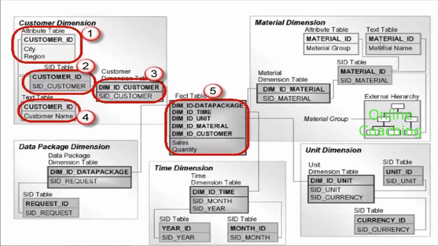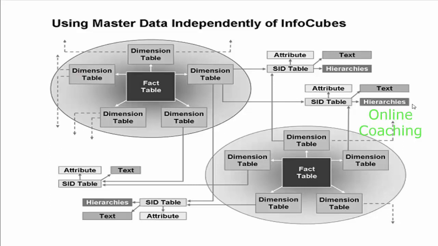Please observe that every table has an ID. The connectivity depends on these IDs only. Fine guys, this is called extended star schema. Then using of master data independently of info cube. I clearly told you that in extended star schema master data can be reusable.